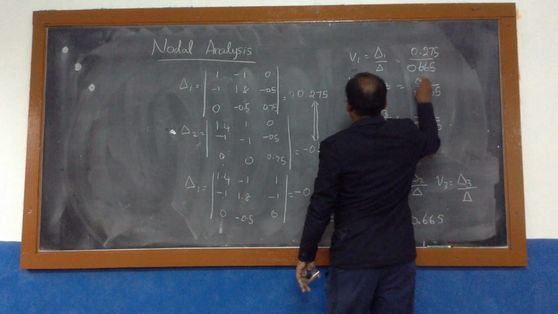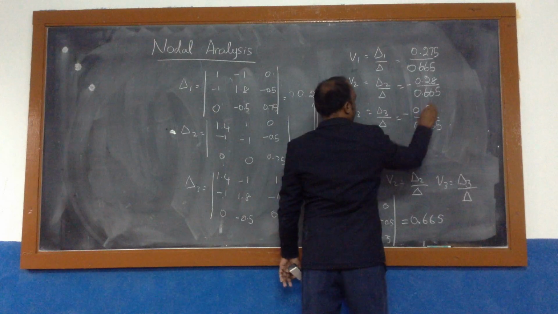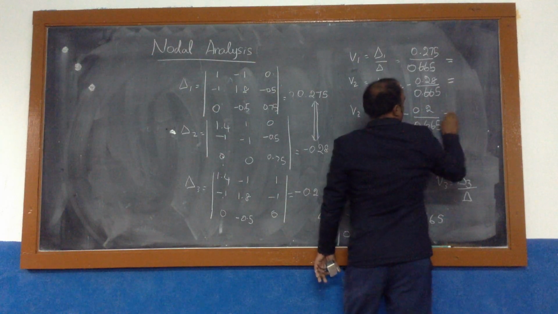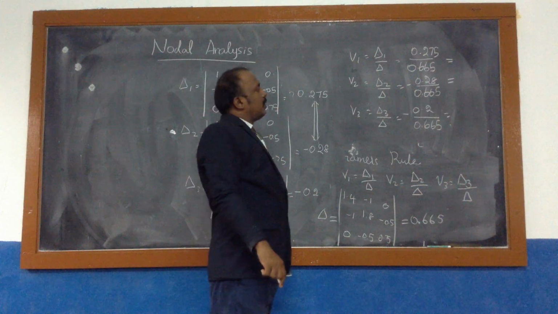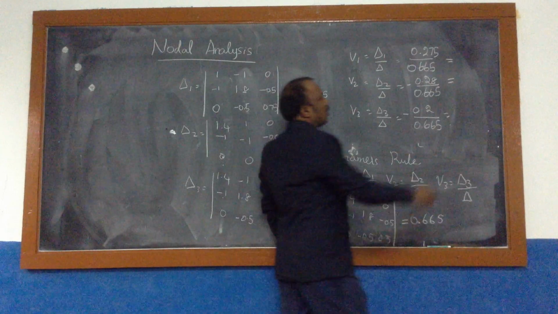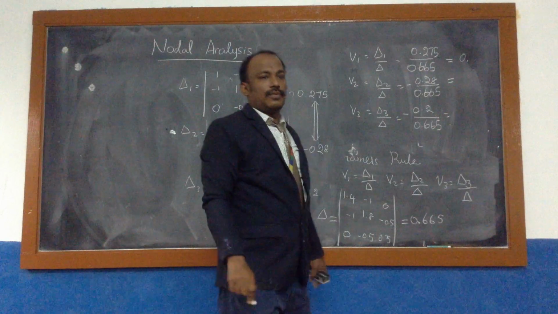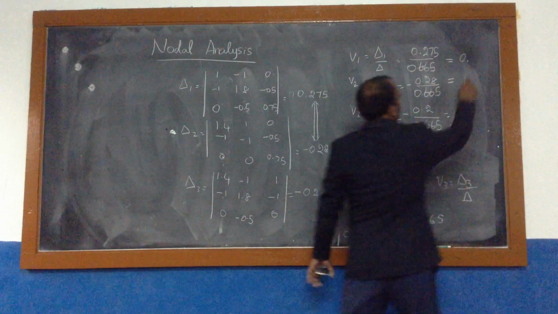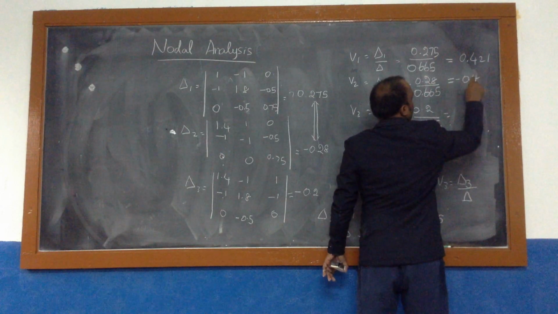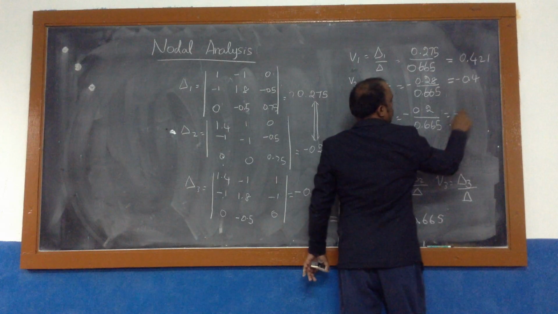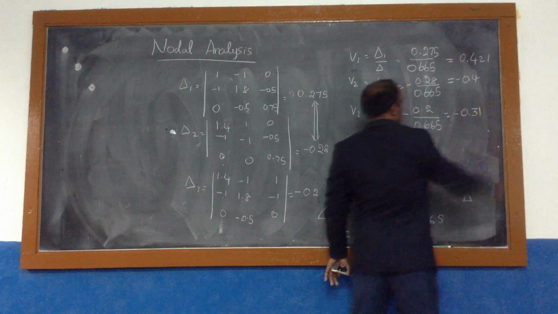Numerators: 0.275, minus 0.28, minus 0.2. So, put it in the calculator. Tell me how much for 0.275 divided by 0.65. This will be around 0. How much? 4. 4 to 1. Exactly. Minus 0.4 and this one is minus 0.3. 0.31 something will be right.